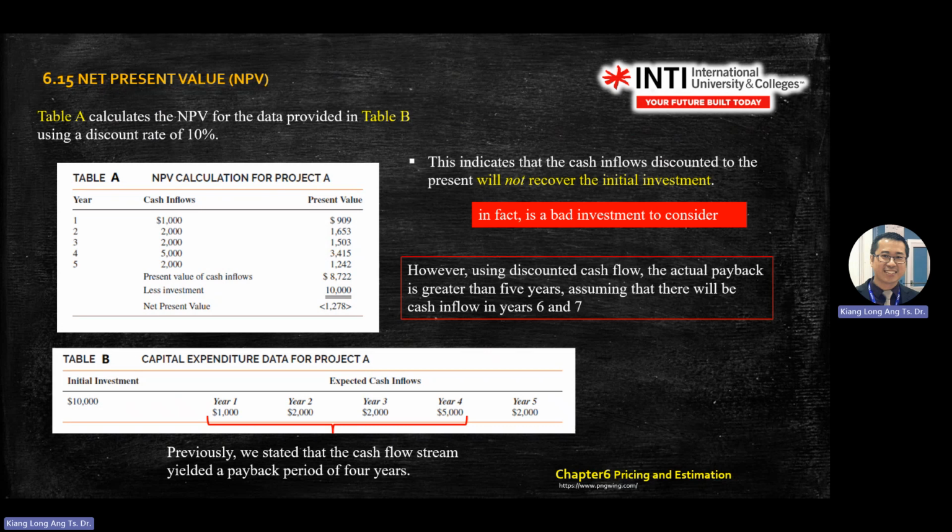So there is a statement here. If you use the discounted cash flow, the actual payback is greater after 5 years, assuming that there will be a cash flow in year 6 and 7. This is just an assumption, because in this question they don't give you years 6 and 7. So this is just an assumption.